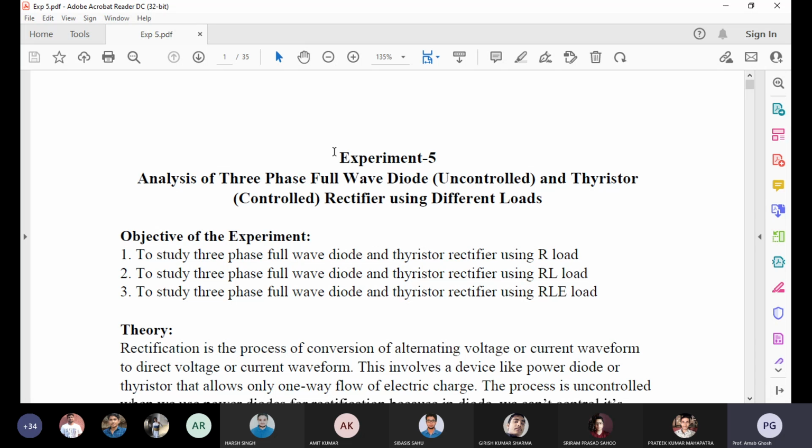How much values will be there? That's it. Those are the basic advantages of using a three phase system over single phase. But the problem is that you need to handle more voltage.